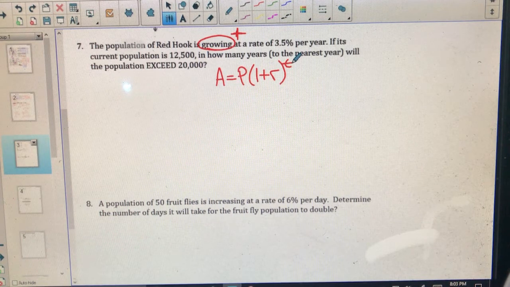So as long as you know how to pick out that information and use the formula accordingly, you should be fine. So A was the final amount. If I'm looking at this, it wants to know how many years it will take for the population to exceed 20,000.